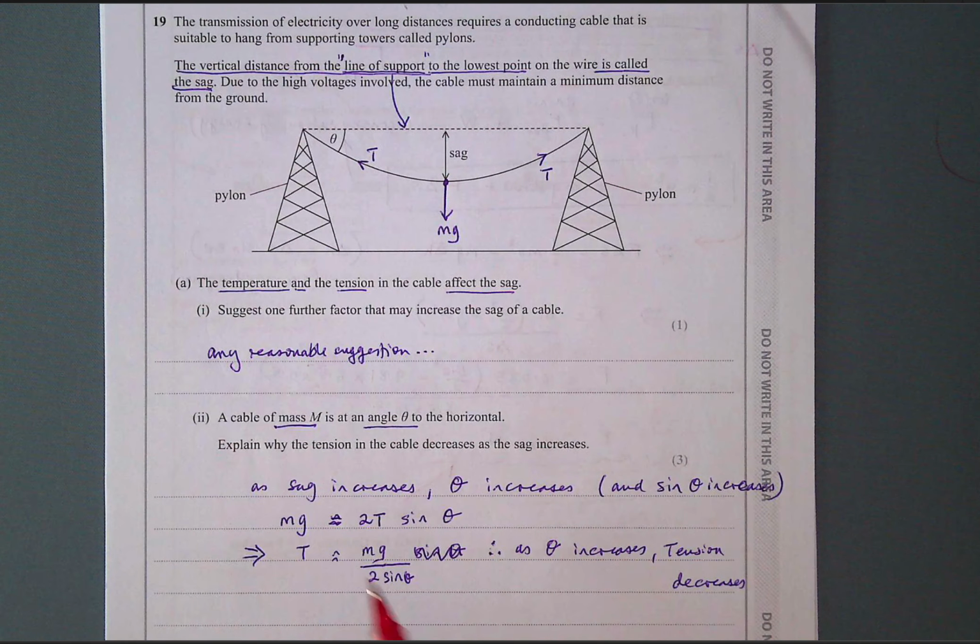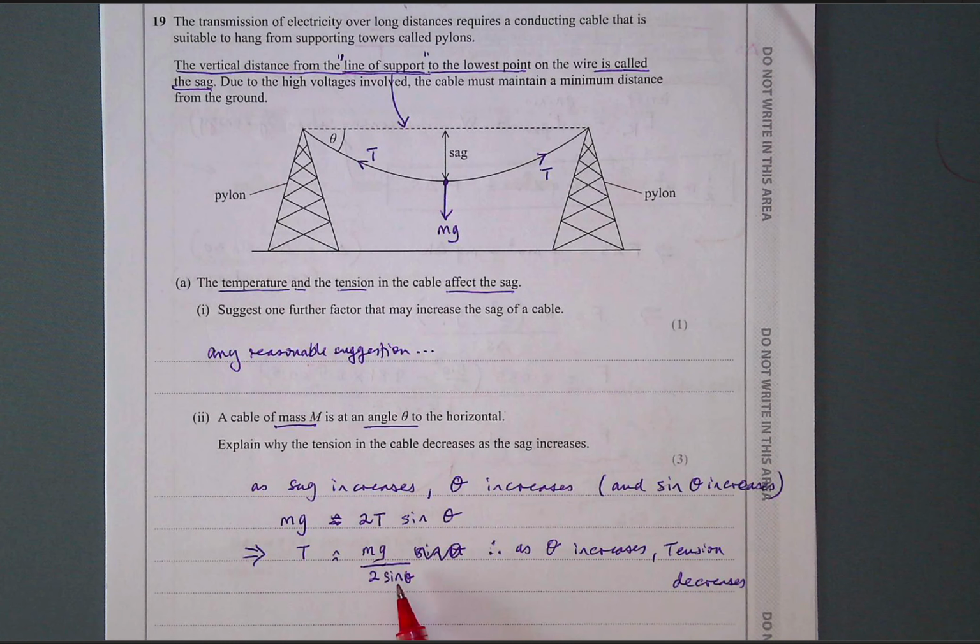Therefore, as theta increases, tension decreases. You can see that theta and sine theta are directly proportional, and tension and sine theta are inversely proportional. So as theta increases, tension decreases. So it says, explain why the tension decreases as the sag increases. That's your answer for the 3 questions.